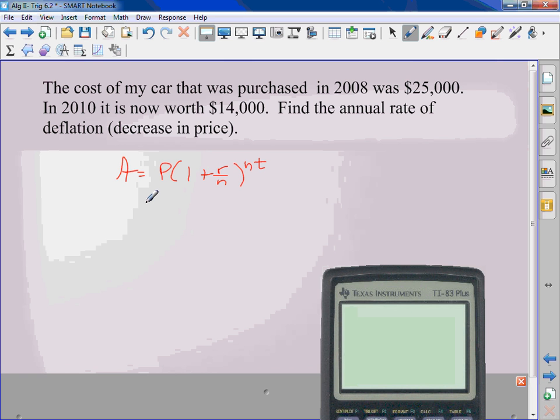What's the final amount of my car? No, what is it right now? $14,000. This is last year, yeah. It's actually worth less now. In 2008, what was it worth when I first got it? $25,000. 1 plus R to the, what's my time? 2 years.